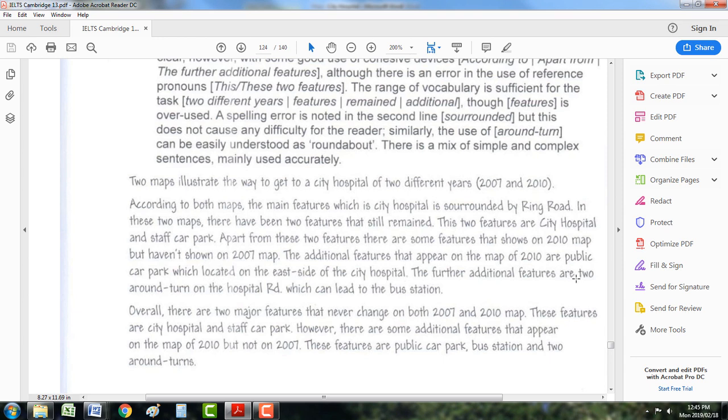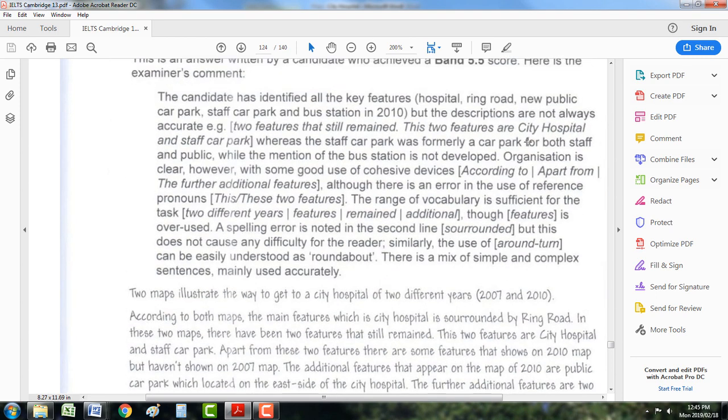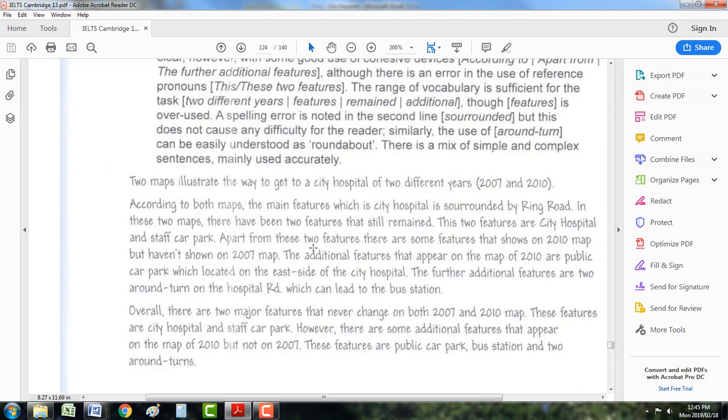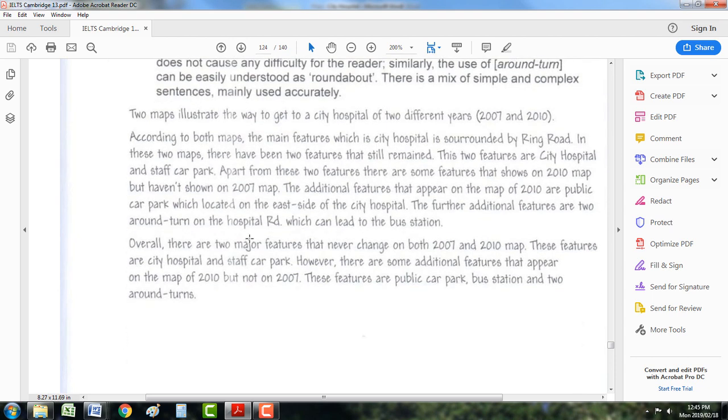The further additional features, there's a lot of features. How many? Features. The further additional features are 2. Okay, it's quite confusing, the layout. This examiner says organization is clear. He says, okay, the cohesive devices are clear, but the layout is all confusing.